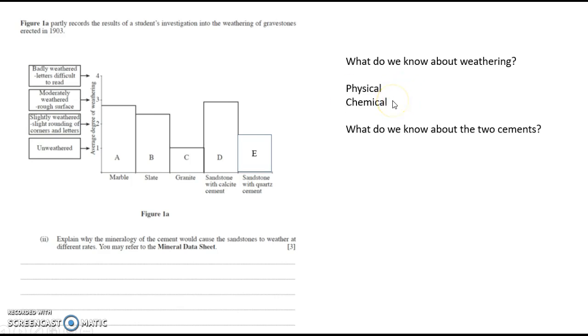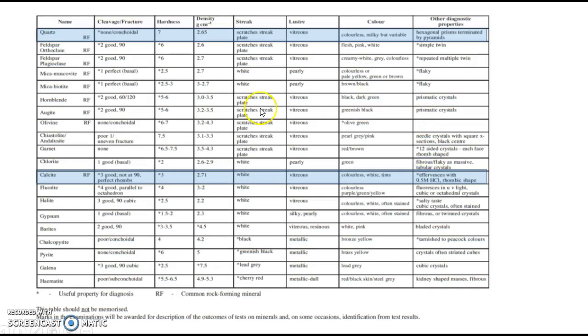There might be chemical weathering as well. So you might have acid rain, because again, we live in Britain, we burn coal in power stations, and that will create acid rain in the form of sulfur dioxide and nitrous oxides. What do we know about these cements? Calcite and quartz. Well, that's where we have to start looking at the mineral data sheet to find out. So let's have a look at them.